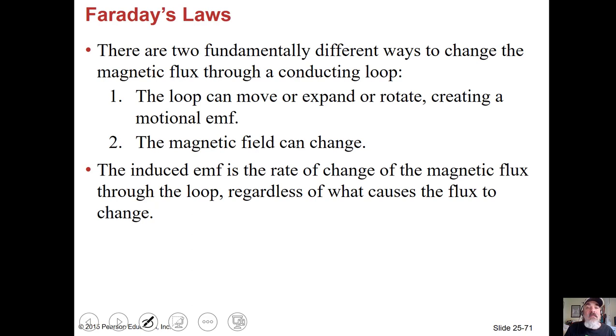So there are two fundamentally different ways to change the magnetic flux through a loop. The loop can move, expand or rotate, or the magnetic field can change. You could literally take the loop and shrink it, make it bigger, move it in and out, or change the magnetic field. It's whatever's easier to manufacture from a technological standpoint.